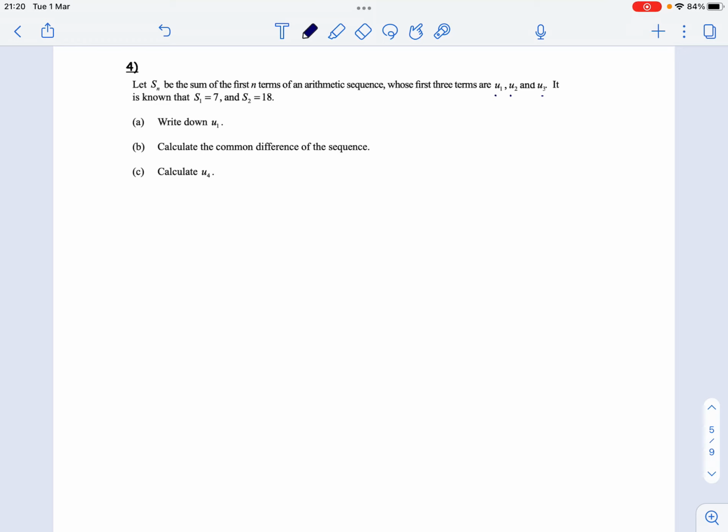Write down u1. So let's start with the first term. S1 is 7. S1 means what? Sum of the first term, that means only the first term. That means u1, which is basically given as 7. So you got your first part, a: u1 is equal to 7.